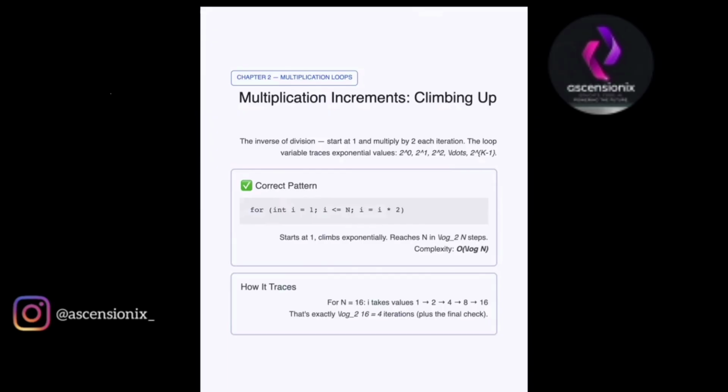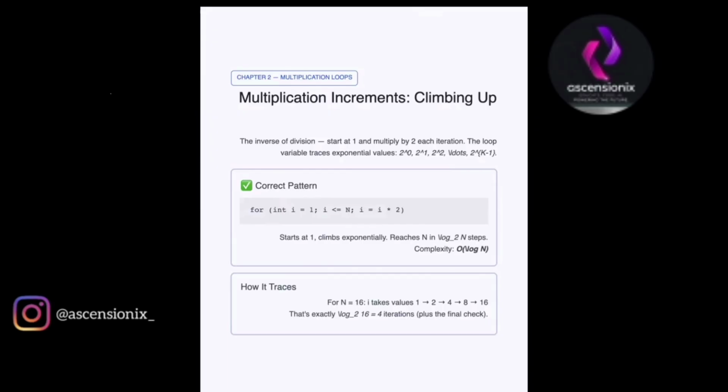Okay. So let's trace the value of i across iterations. First iteration, i equals 1, which is 2 to the power 0. Iteration 2, i equals 2, which is 2 to the power 1. Correct? Then we have 2 to the power 2, and in the fourth one we have 2 to the power 3. If we go till k, we can say the loop will terminate as soon as i reaches or exceeds n. So let's find out the boundary point: 2 to the power k is less than or equal to n.